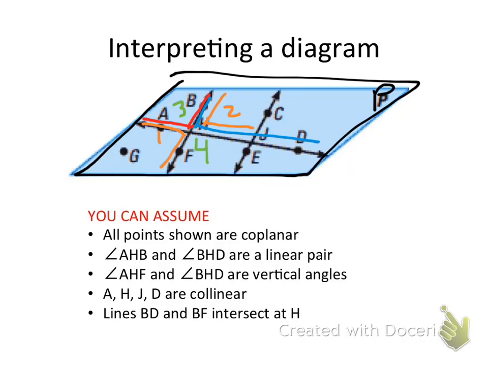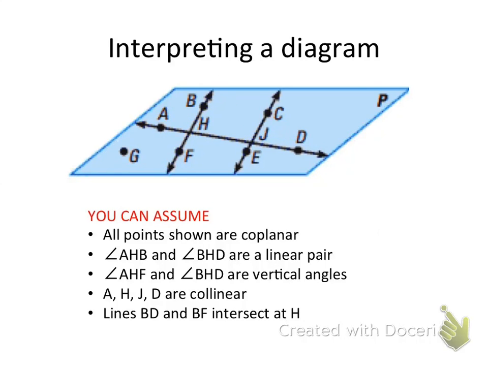So you don't have to be told that those are vertical angles. From the diagram, you can see that they're vertical angles. Also, on this same picture, you can tell that points A, H, and D are all collinear. A, H, J, and D are all collinear. They lie on that same line. You don't have to be told that they're collinear.